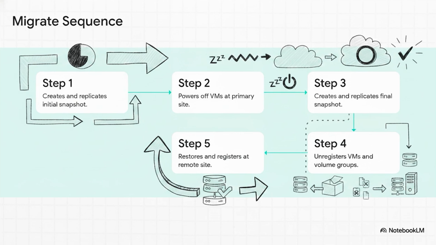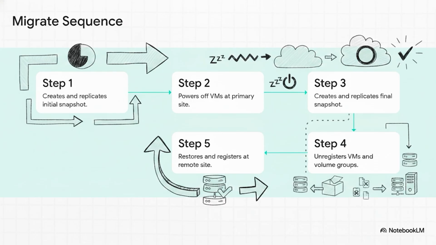Okay, so what actually happens under the hood when you select a protection domain and click that migrate action link? The exam is definitely going to expect you to know this exact sequence. Step 1, the system creates and replicates an initial snapshot just to get the bulk of the data over to the remote site. Step 2, it automatically powers off the VMs at the primary site. Step 3, it creates and replicates a final snapshot. Now, why power off before that final snapshot? Well, it's to flush all the active memory and disk operations. This ensures absolutely every single in-flight transaction is captured.